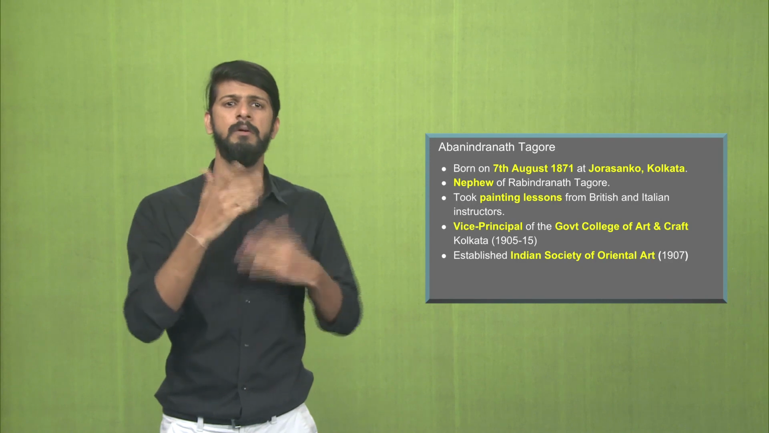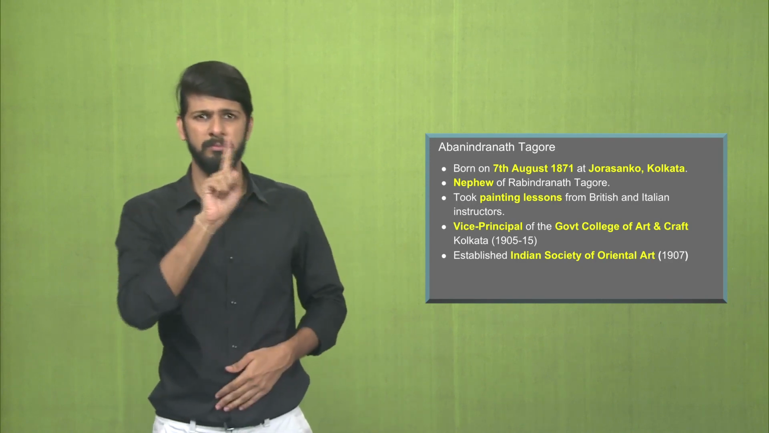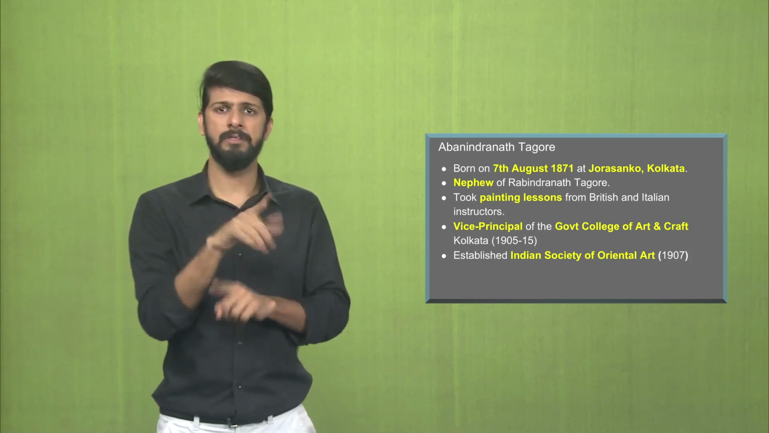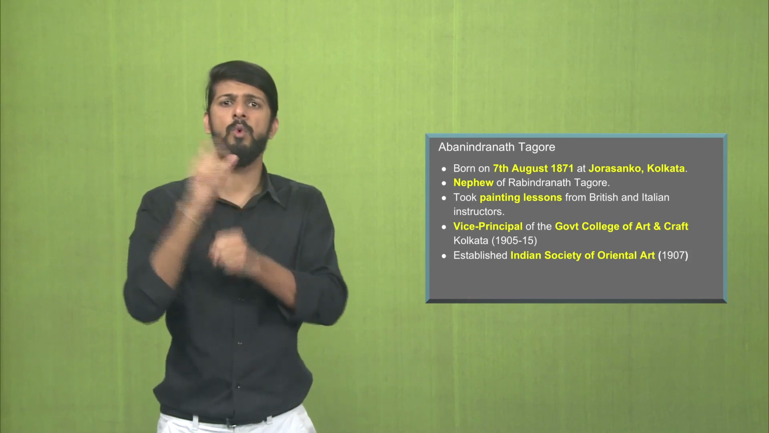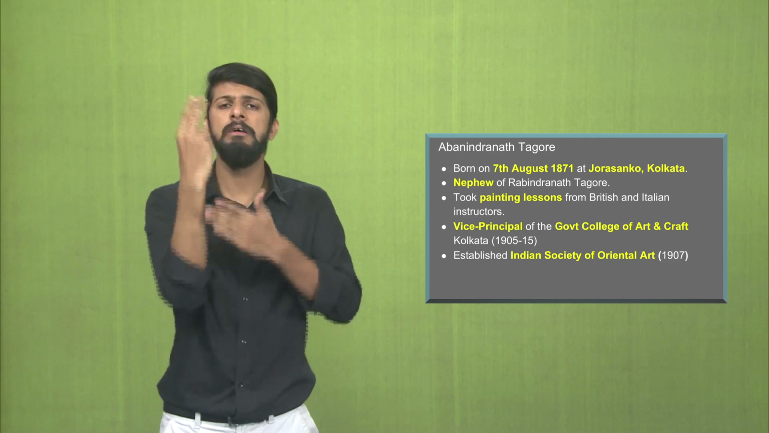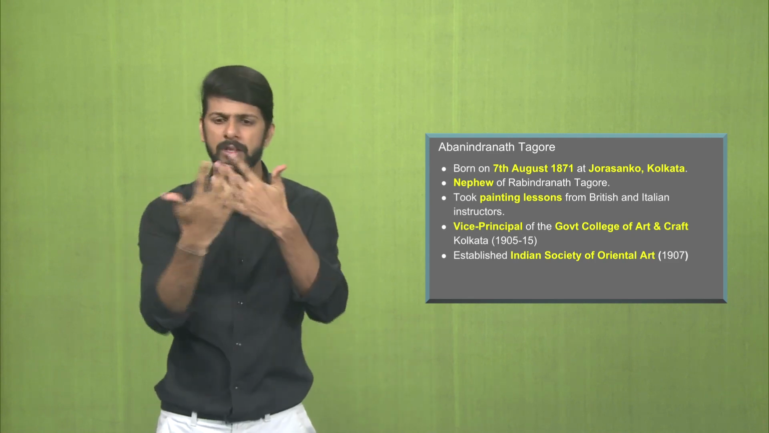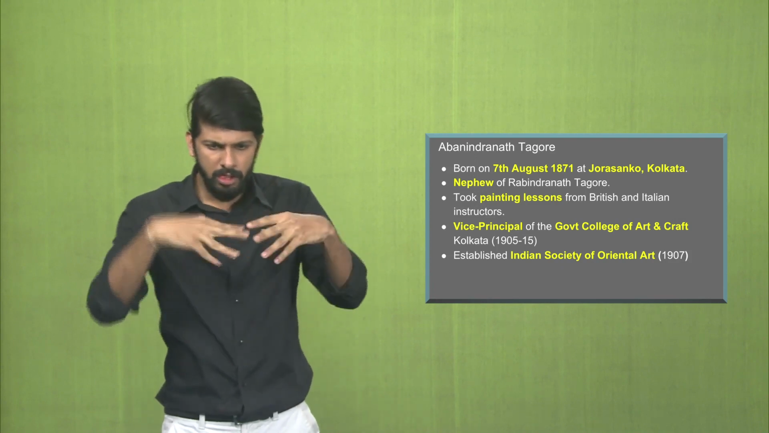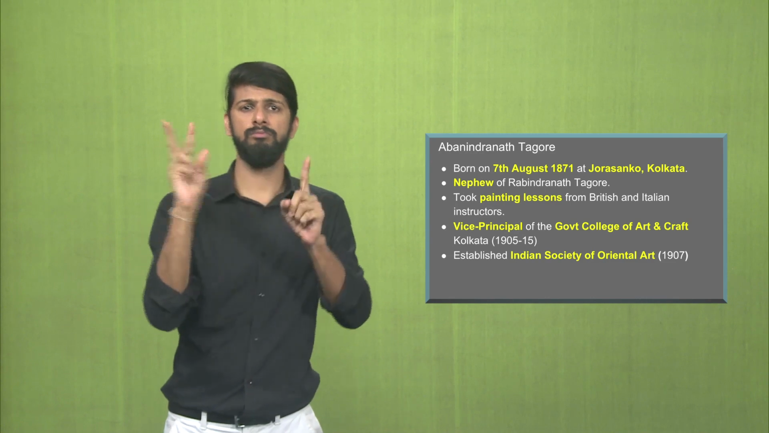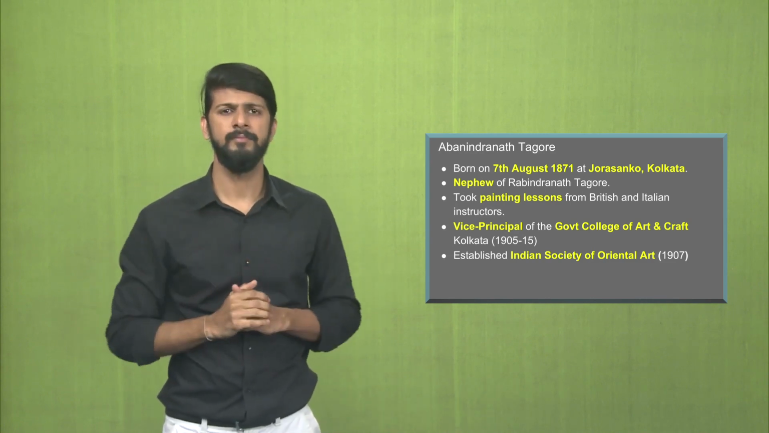Abanindranath Tagore was the vice principal of the Government College of Art and Craft, Kolkata for about 10 years, that is from 1905 to 1915. This was a government college which Abanindranath Tagore used to manage. He was the vice principal who led this college, being a role model artist himself as well as an educator at this college at Kolkata.